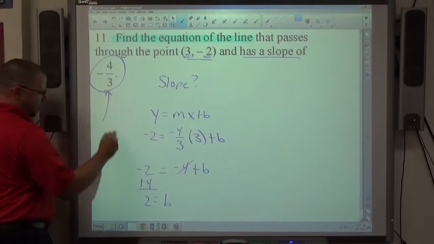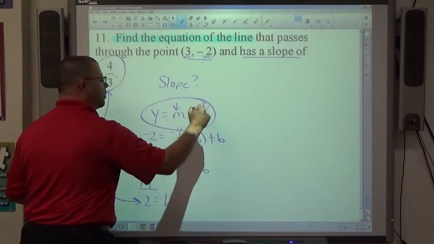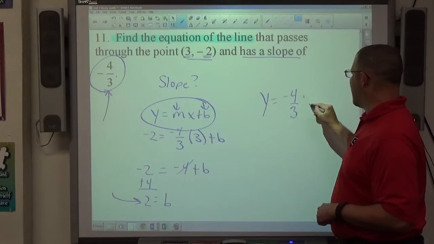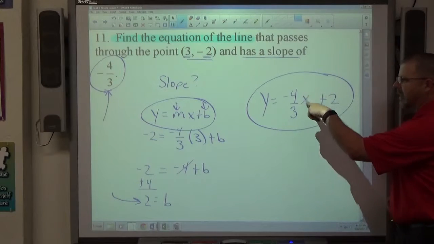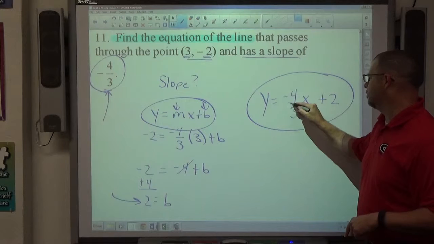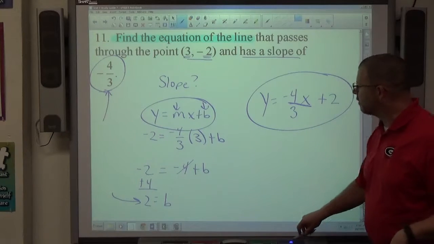So slope is negative 4/3. Y-intercept is 2. This is my structure. I'm replacing these two guys with those two numbers. Y equals negative 4/3 x plus 2. Do be cautious that the x is in the numerator. You can either put it to the right like that or even extend that numerator bar like that. Make sure the x doesn't show up on the bottom. That does mean something different.